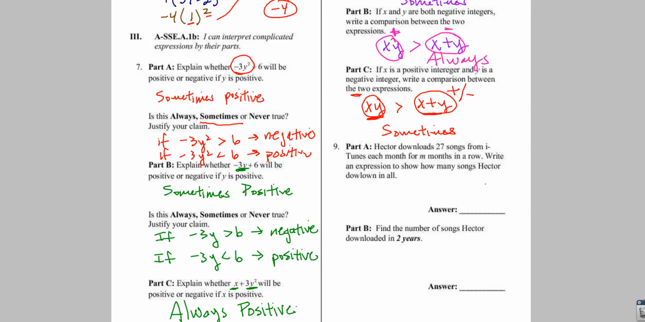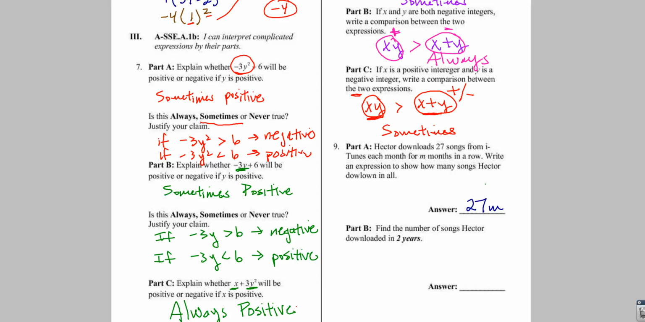And the last problem. Hector downloads 27 songs from iTunes each month for m months in a row. Write an expression to show how many songs Hector downloads in all. So if he downloads 27 songs a month for m months, that's going to be 27m.